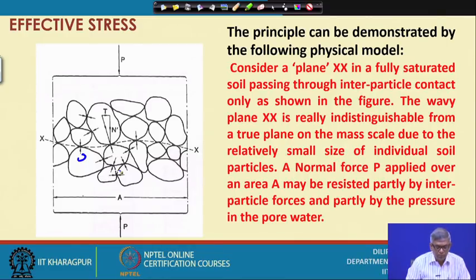Now, we can imagine a plane x x through the contact points, and see the grains are very small. The in-plane view looks wavy, but generally it is from an actual grain. If you draw it, it looks like a horizontal line, and when you draw this line, you will pass through a number of contact points, like this is one contact point, this is another contact, this is another contact point, this is another contact, like that.